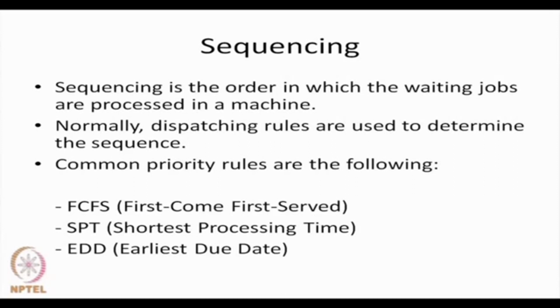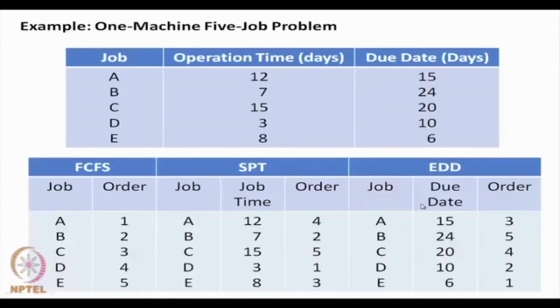Or it could be the earliest due date. Normally, certain dates are promised to a customer, and those due dates have to be maintained. Whichever due date is the earliest, take that due date. There are many more other priority rules, but these 3 are the most common, and we are going to discuss these 3 priority rules. Let us take a very simple problem of one machine and 5 jobs.